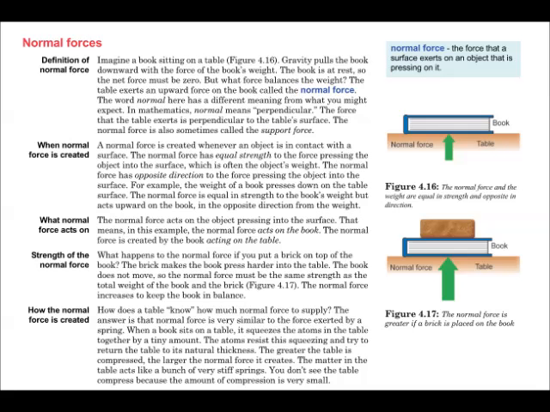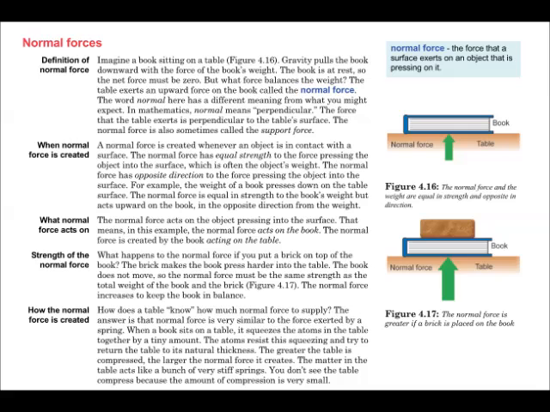Forces. Imagine a book sitting on a table, figure 4.16. Gravity pulls the book downward with the force of the book's weight. The book is at rest, so the table exerts an upward force on the book called the normal force. The word normal here has a different meaning from what you might expect. In mathematics, normal means perpendicular. The force that the table exerts is perpendicular to the table's surface. The normal force is also sometimes called the support force.